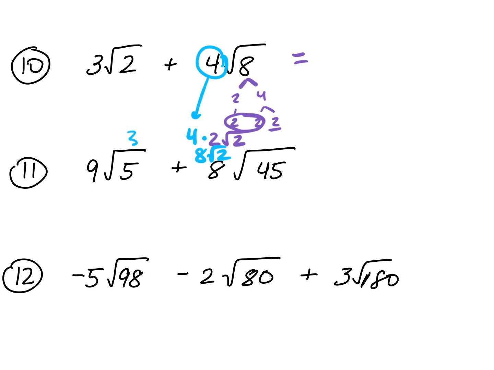So we have 3 square root 2 plus 8 square root 2. Now can I add them together? Yeah, because they're both square root 2. So we add the coefficients, we add the numbers out front. So what's 3 plus 8? 11, and that square root 2 just stays the same. So 11 square root 2 is our answer.